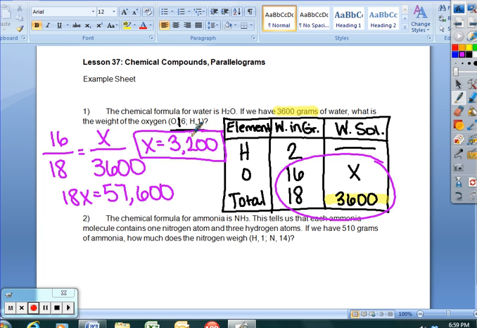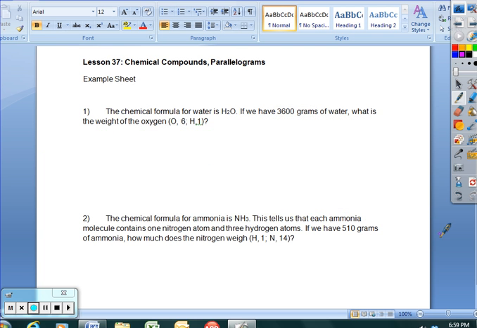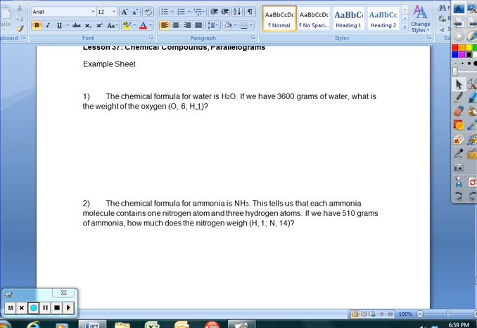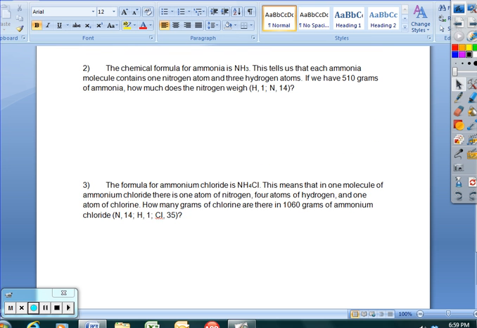Let's take a look at example 2. Example 2 says the chemical formula for ammonia is NH3. This tells us that each ammonia molecule contains 1 nitrogen atom and 3 hydrogen atoms. If we have 510 grams of ammonia, how much does the nitrogen weigh?